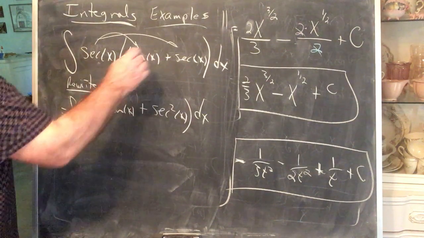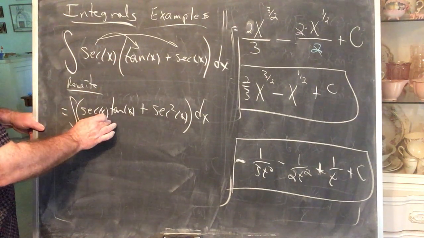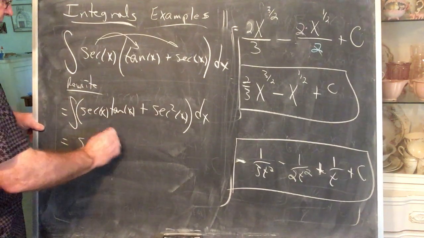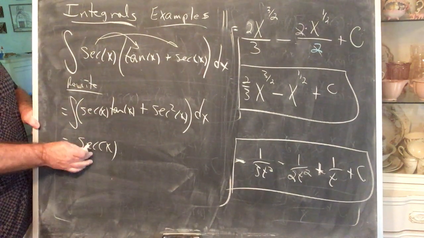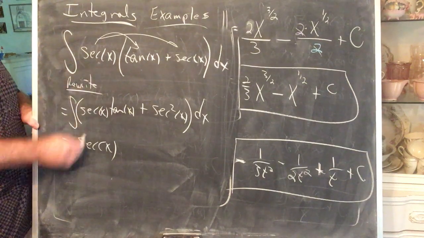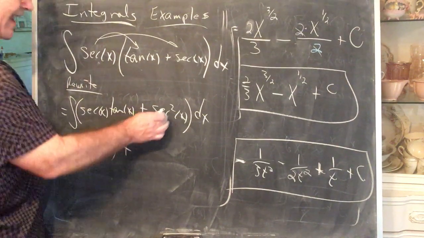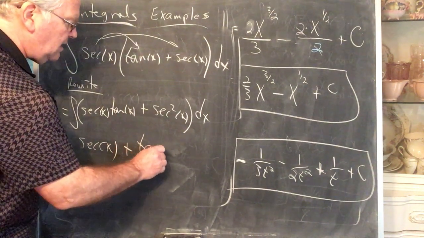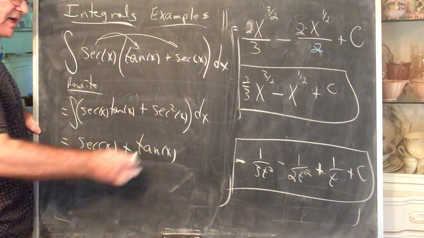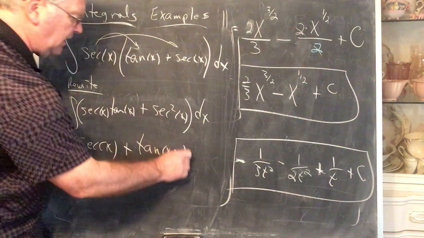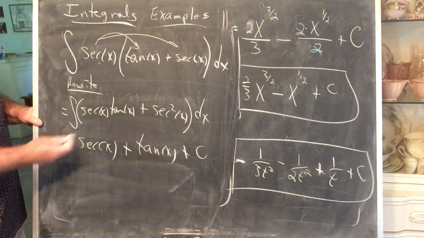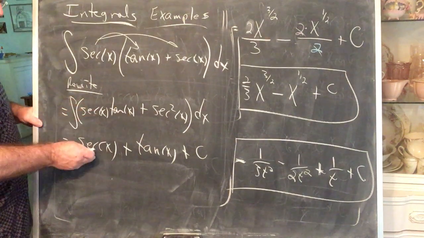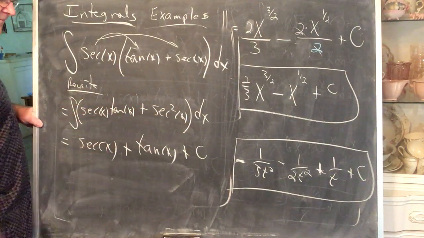Now, the integral of the sum is the sum of the integrals. What's the integral of secant tangent? That's secant. How do we know? We can check ourselves. What's the derivative of secant? Secant tangent, that's correct. What's the antiderivative of secant squared? That's tangent of x. How do we know? Because the derivative of tangent is secant squared plus the constant. So, the integral of secant tangent is secant. The integral of secant squared is tangent.